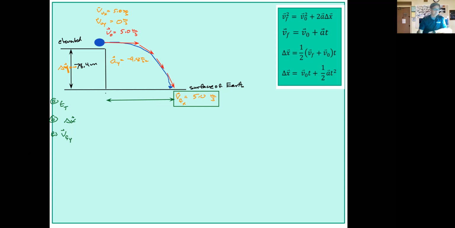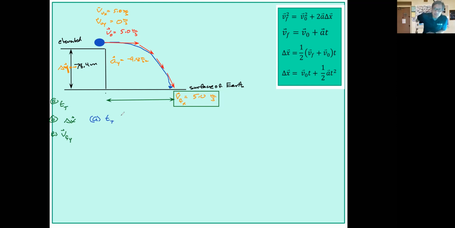All right. So first things first, let's go ahead and solve for time. I'm just going to solve it right here. So for t total, we're going to use the kinematic equations. We're going to use the kinematic equations in order to solve for this.